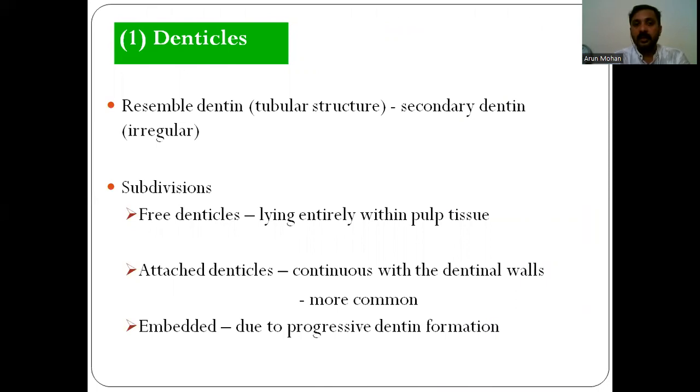We can divide them into three types: pre-denticles, which come entirely within the pulp tissue; attached denticles, which will be present within the pulp tissue and attached, continuous to the wall of the dentine; and embedded denticles, which will be embedded within the walls of the dentine.